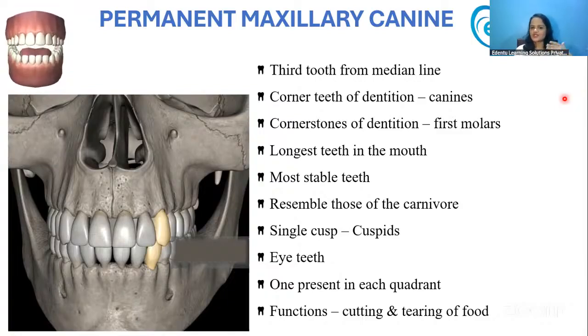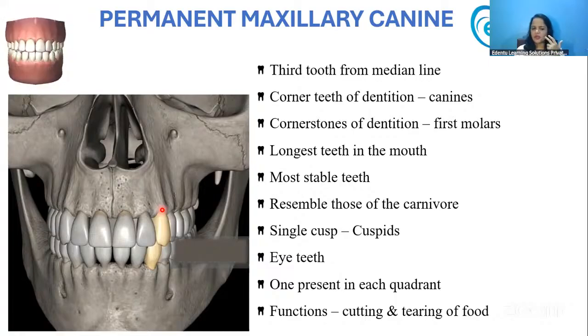Why the cornerstone of dentition? Because these first molars are the first permanent teeth to erupt by the age of 6 years, and they guide the eruption and the positioning of the other permanent teeth. So they are considered as the cornerstones of dentition. Now, this canine is the longest tooth in the mouth, especially the root of the maxillary canine. Since the roots are really long, they are the most stable teeth also. So they are the most stable and the longest teeth. It resembles a carnivore's tooth.